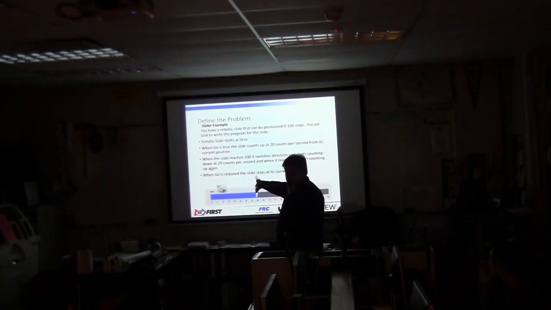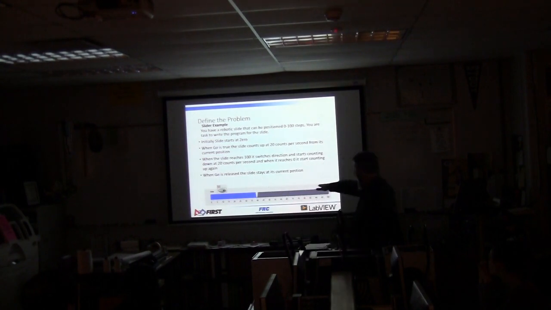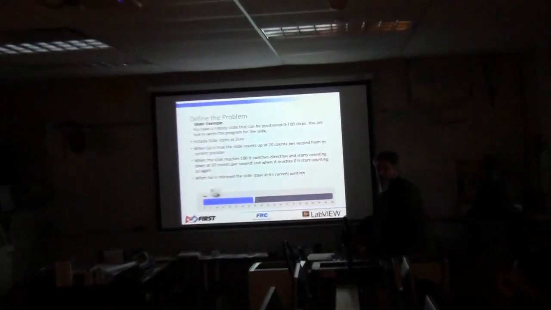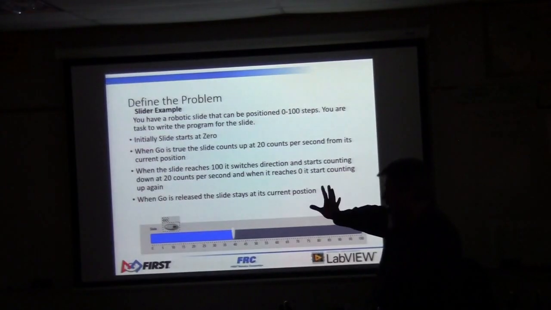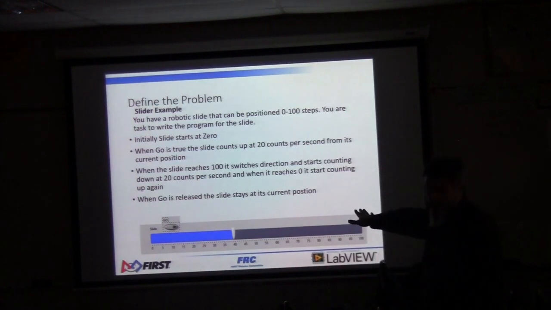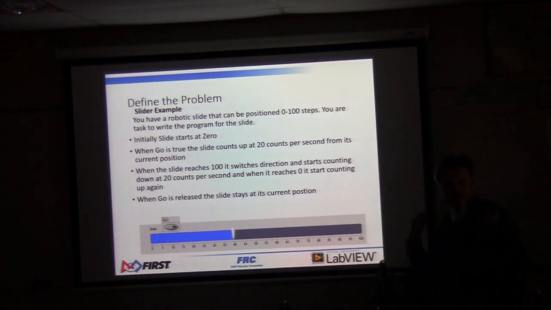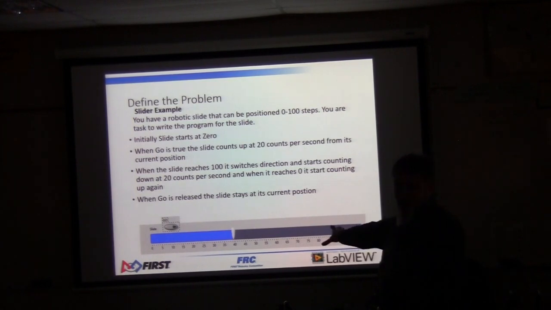Slider initially starts at 0 and slides all the way to 100 and slides all the way back. And we want to go at about 20 counts per second. Okay? And then when the go button is released, we stop right where we are, and then when the go button is pressed, it continues from there. Okay? Pretty simple to think about, but you'll see it's just not trivial to program that.